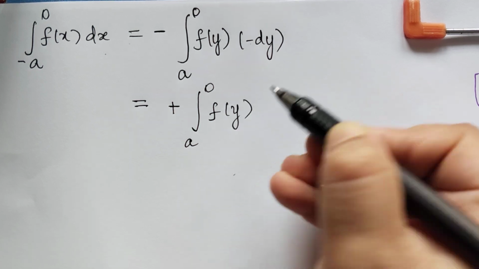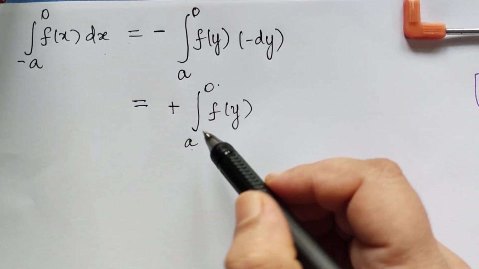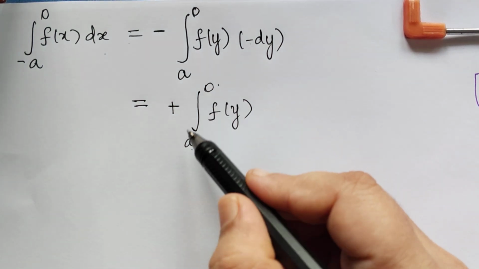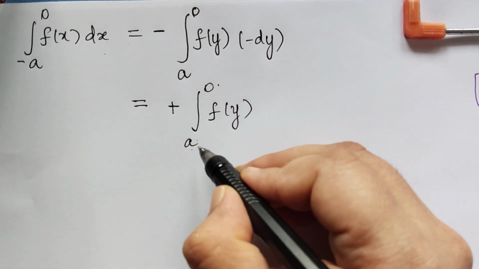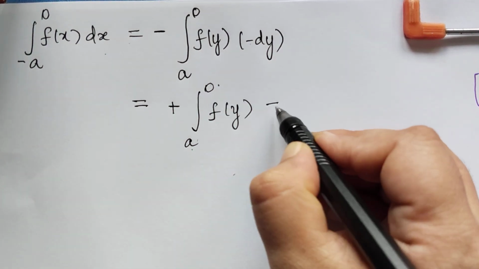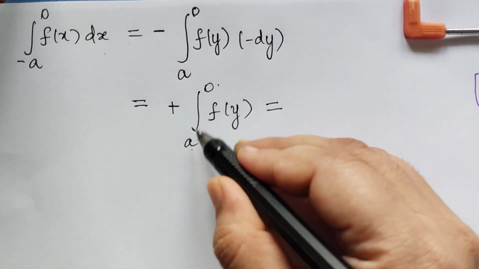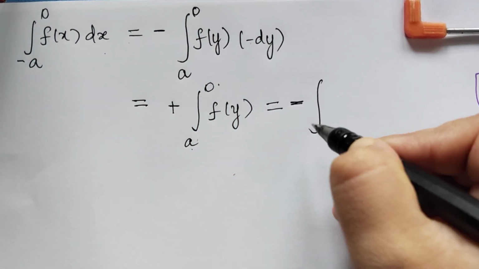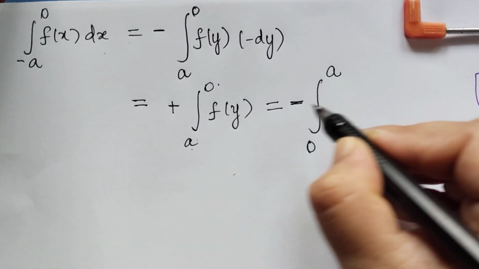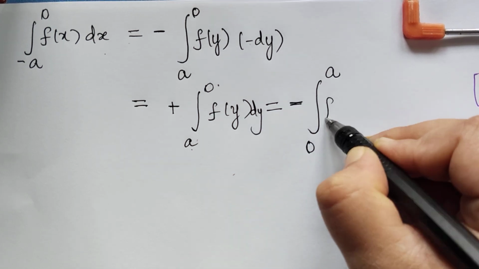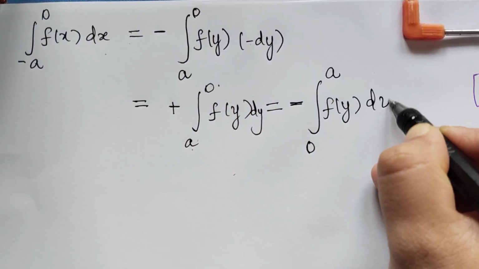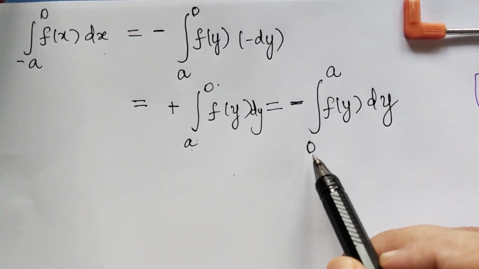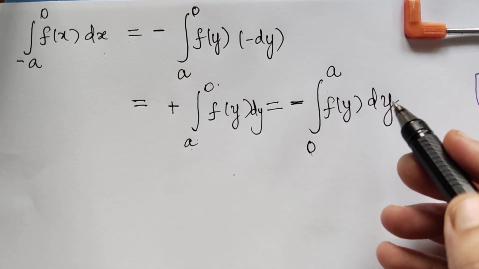Now, this a to 0, what will we do? We will flip the limits. We know from property 1 that whenever we flip the limits, the integral is multiplied by a negative sign. So, minus integral 0 to a of f of y dy. So, the integral changes to minus integral 0 to a of f of y dy.